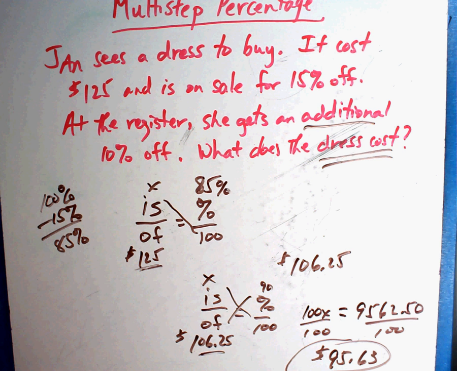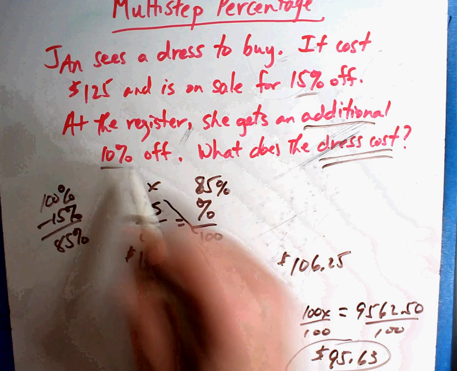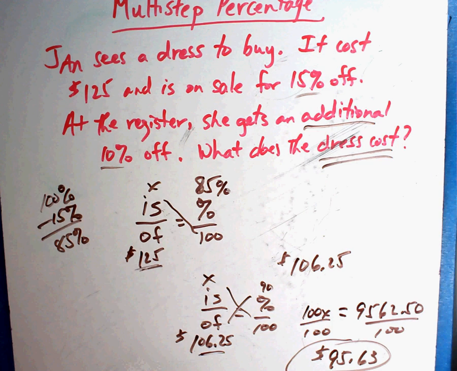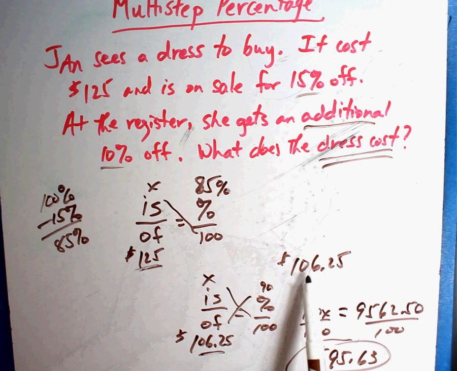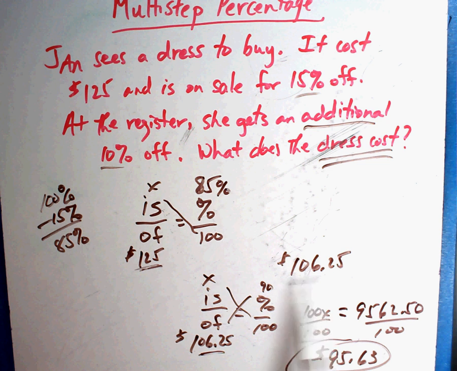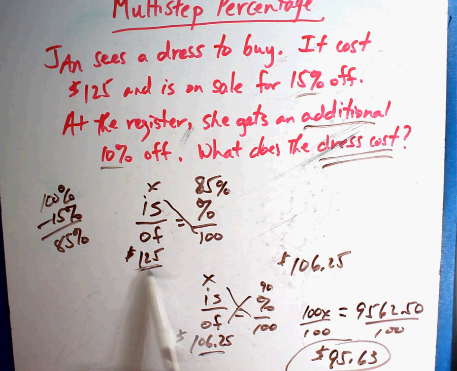Multi-step question. You have to do them both separately. If you get a percent and then you're given another percent, do them separately. So you'll notice I did my percent, got my answer, and then I get 10% off that price. It's not 10% off that again, it's 10% off the new price. That's why I have to do it twice.